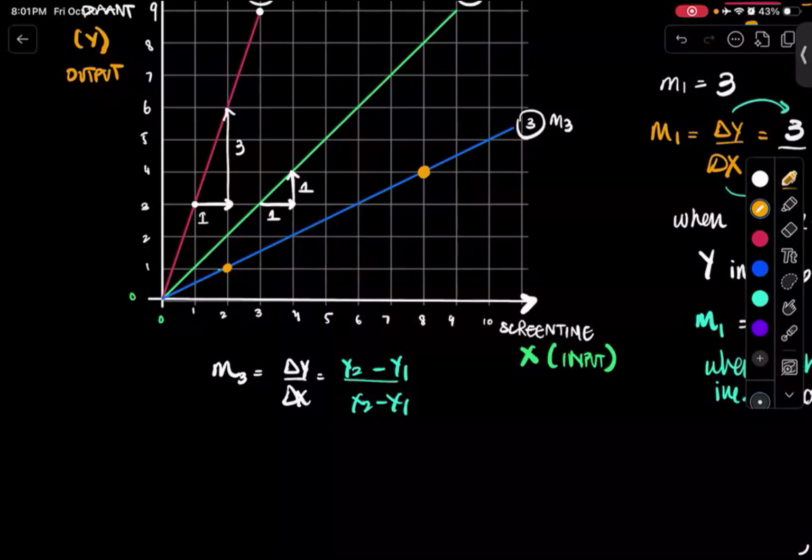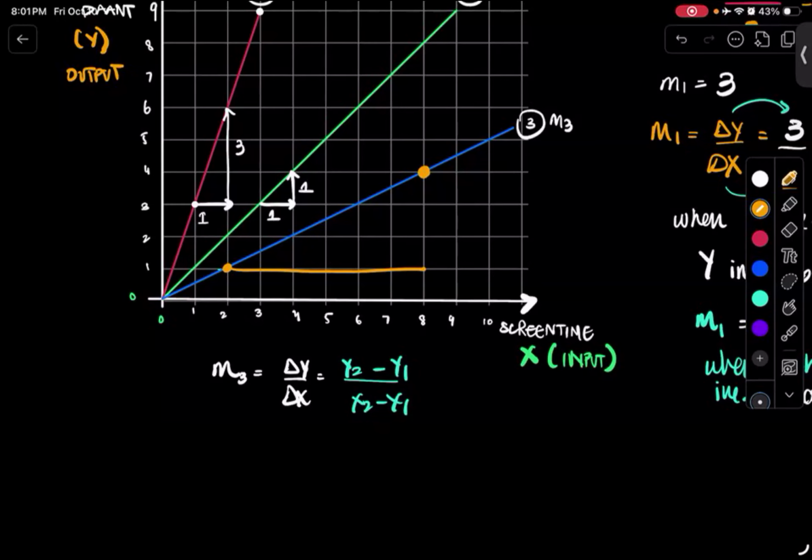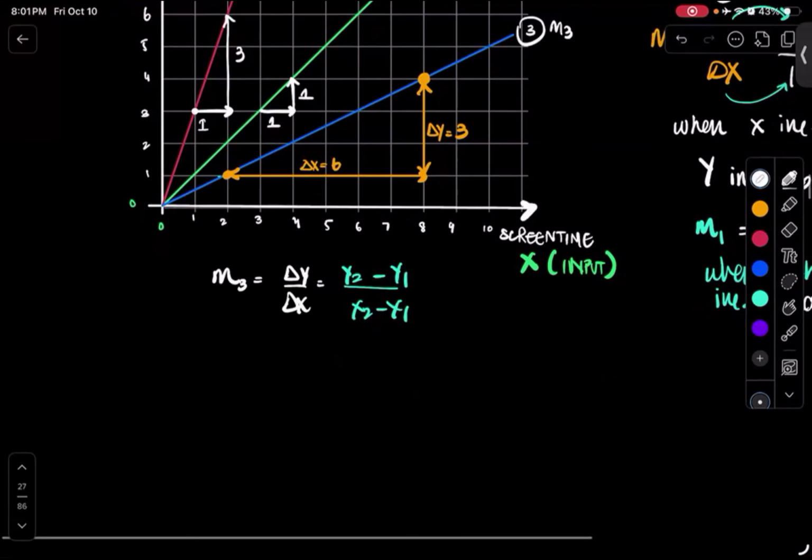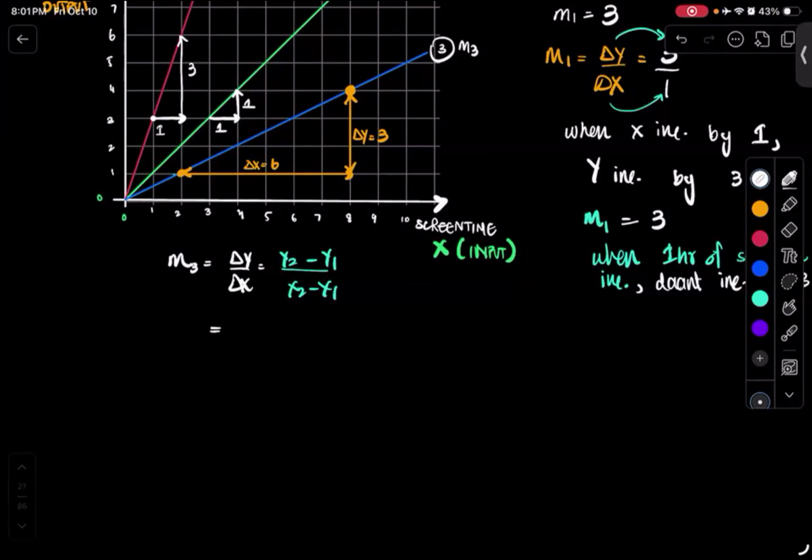Now let's check. What is the change in x? The change in x is 6, which equals 8 minus 2. And what is the change in y? It is 3. Okay, so that means if you take the change in y, which is 3, and the change in x, which is 6, this comes out to 1 over 2, which is basically just 0.5, right?